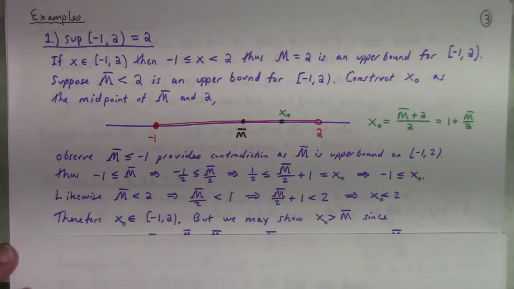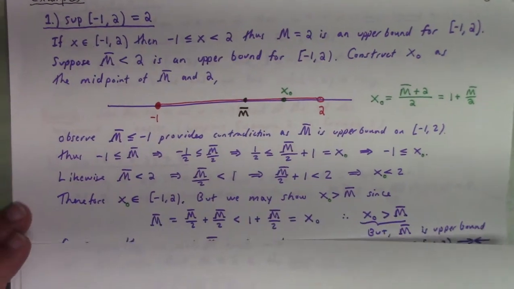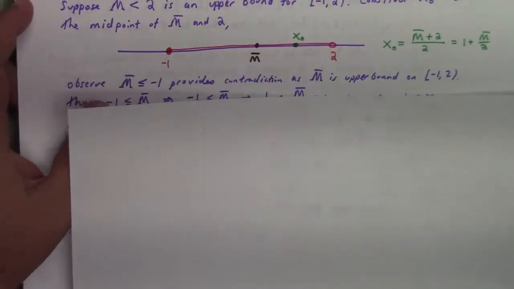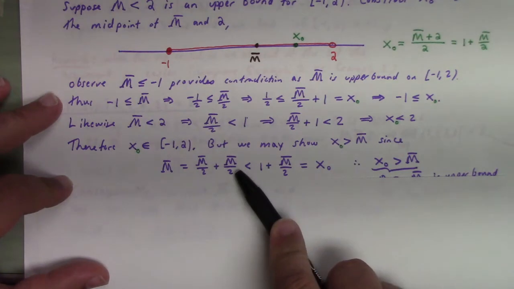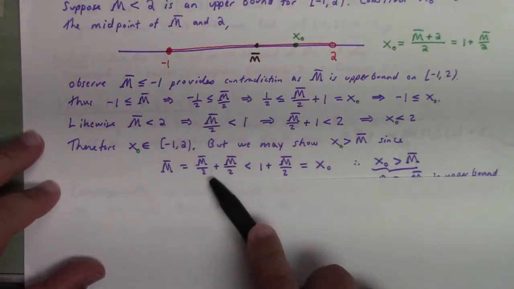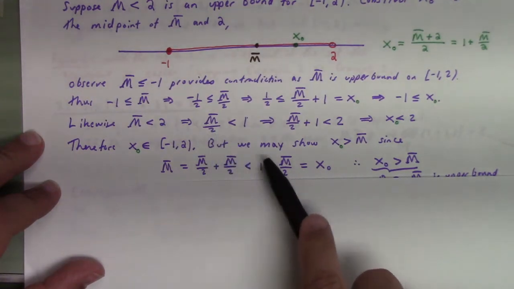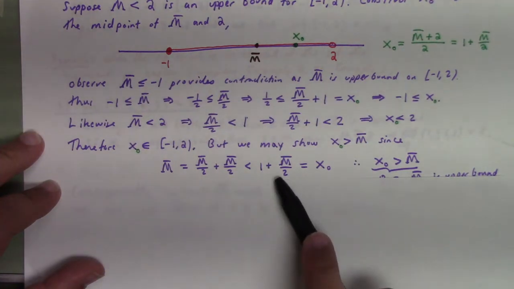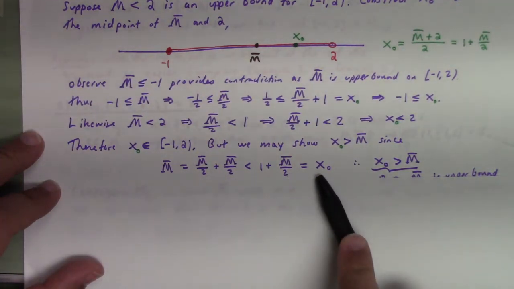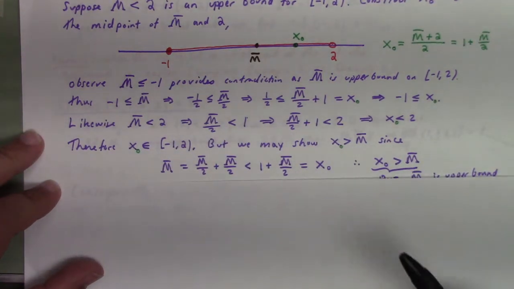But we can also show that x naught is greater than m bar. So let me give you the argument. Notice that m bar is m bar over 2 plus m bar over 2, which is less than 1 plus m bar over 2, because remember we have that m bar over 2 is less than 1, so I can replace one of these m bars over 2 with 1, and so that gives me that, but that's exactly x naught. So what that shows then, proof positive, is that x naught is greater than m bar.